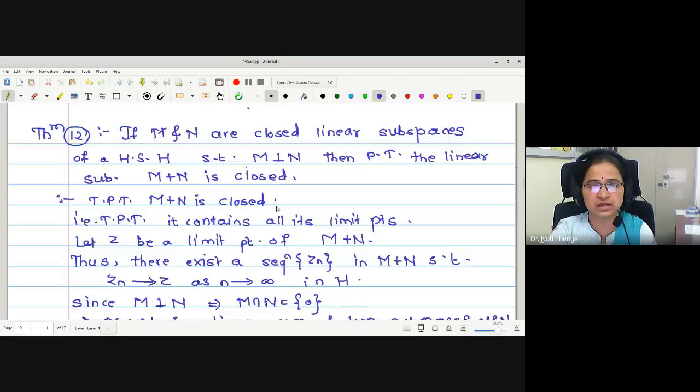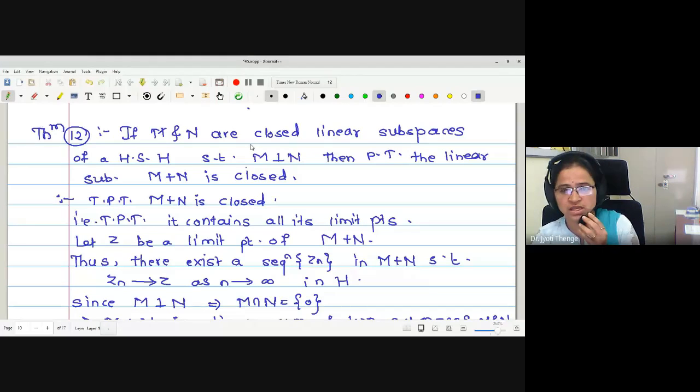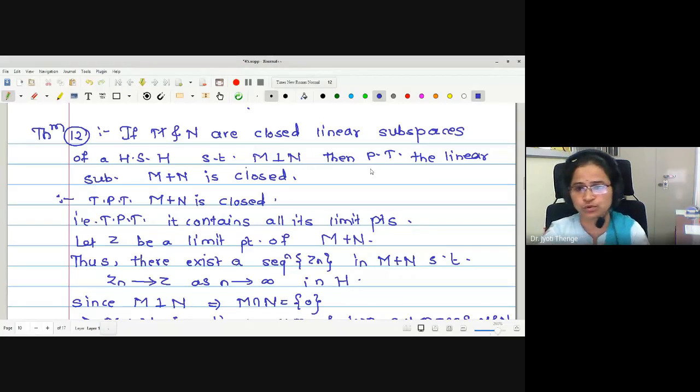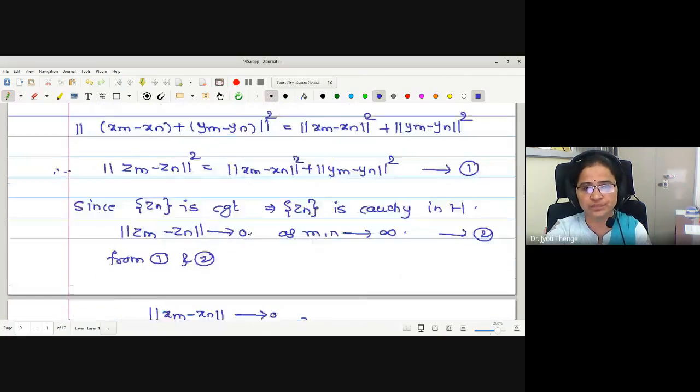And then the third theorem we have seen is, if M and N are closed linear subspaces of a Hilbert space H such that M is orthogonal to N, then the linear subspace M plus N is closed. Okay, what is the condition? Both should be closed linear subspaces and they should be orthogonal to one another. Then M plus N is closed. This is the third theorem.